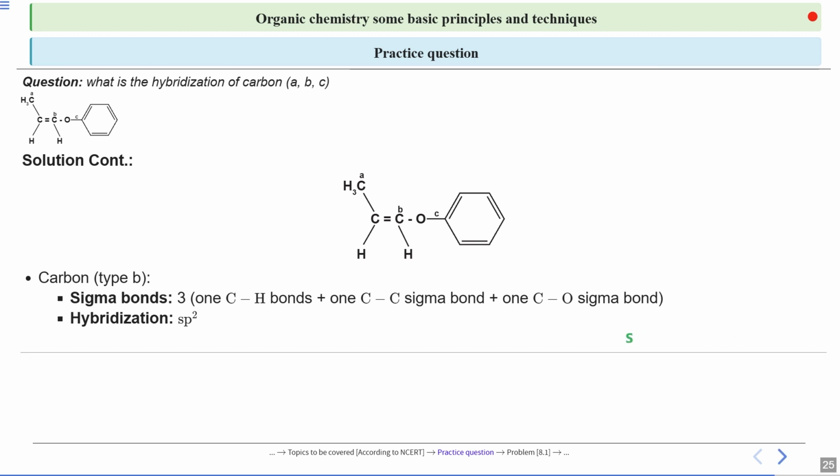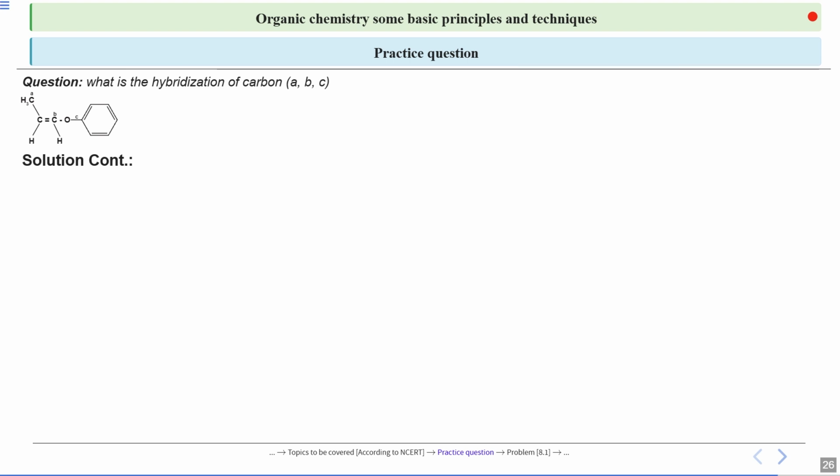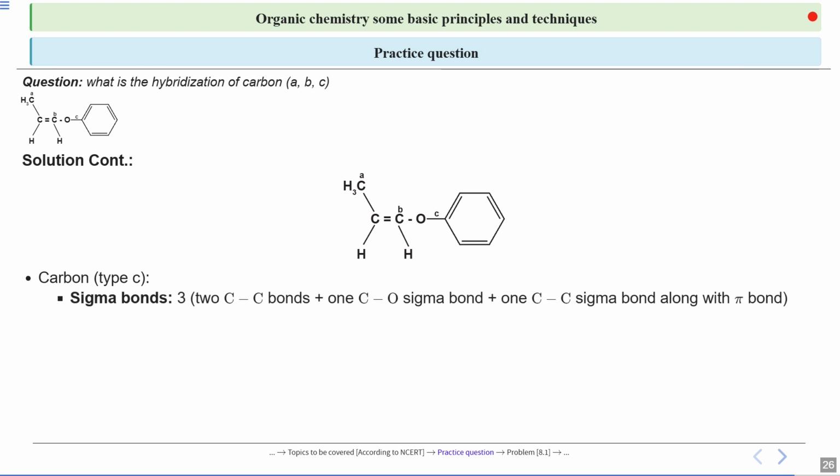Moving on to the last carbon type, which is carbon number C. If you notice which is carbon number C, just look here, right? This carbon exactly here, which is a part of the benzene ring, has 2 carbon-carbon bonds. There is a double bond with the carbon on the right-hand side in the upper part, and the lower part has a carbon-carbon single bond. Both will contribute 1 sigma bond each, and the carbon-oxygen will also give you a sigma bond. So that will give you a hybridization of sp2.